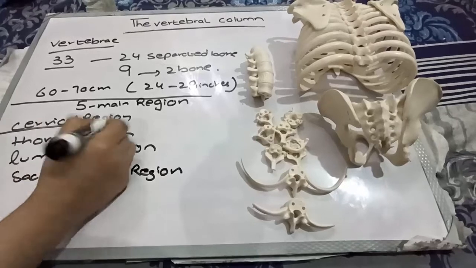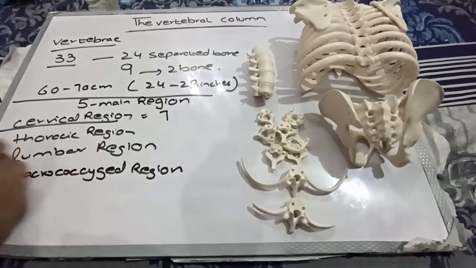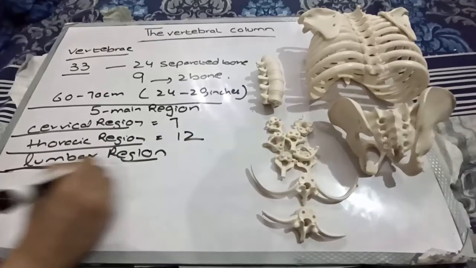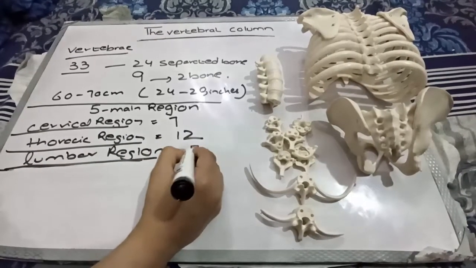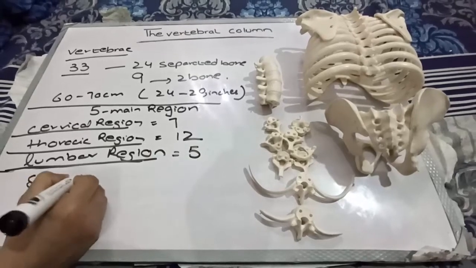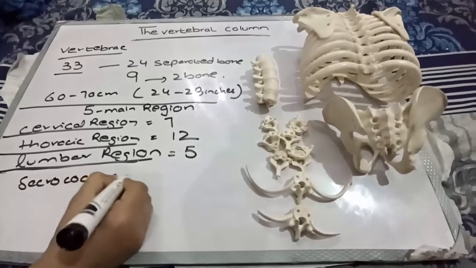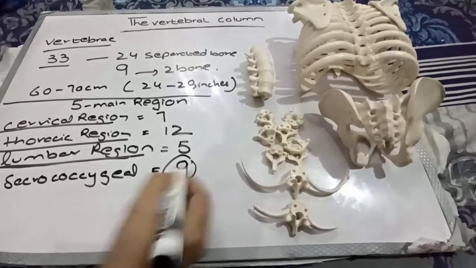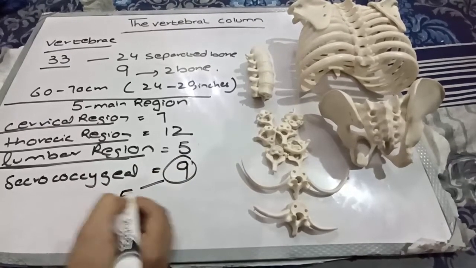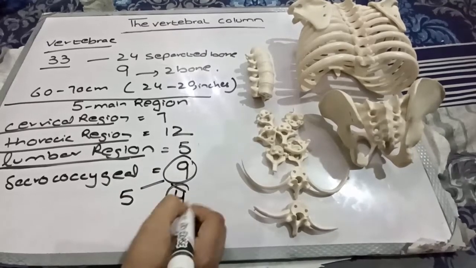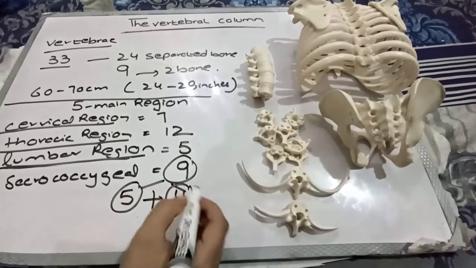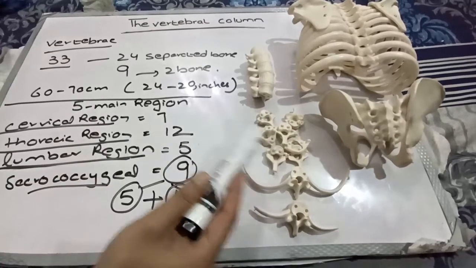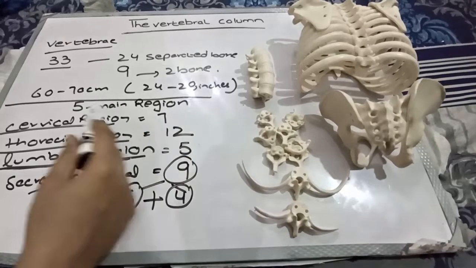In the cervical region, there are 7 cervical vertebrae. In the thoracic region, we have 12 thoracic vertebrae. Our lumbar region is composed of 5 vertebrae, and the sacrococcygeal region is composed collectively of 9 vertebrae. Among these 9 vertebrae, 5 are of the sacral region and 4 are of the coccygeal region. These collectively fuse to form one vertebra. So we have discussed the vertebrae that lie in the 5 main regions.